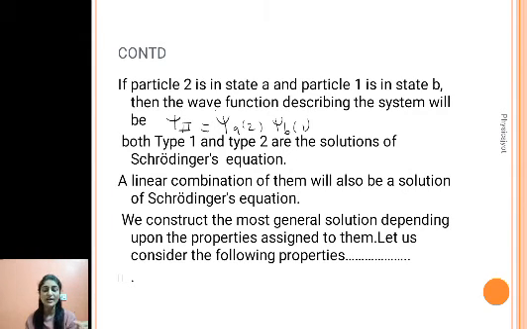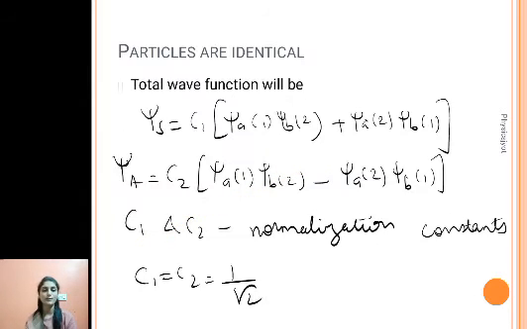So what we are doing here is we are constructing the most general solution depending upon the properties assigned to them. So these are the properties which are assigned to them. So let us consider the following properties. First property which was assigned is particles are identical. So total wave function will be symmetric wave function.